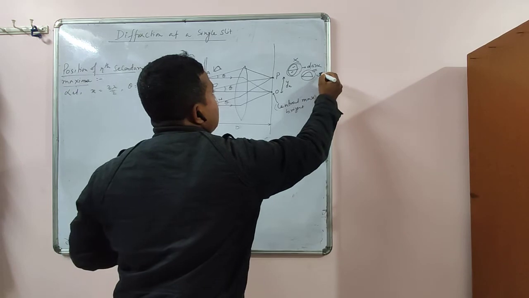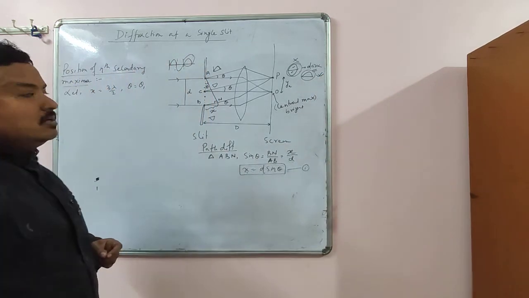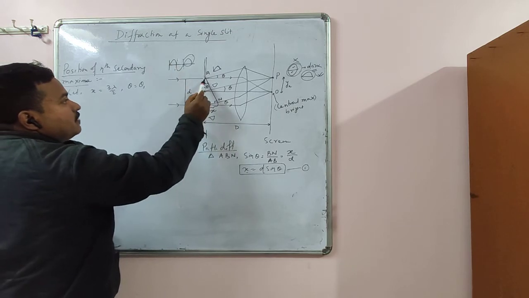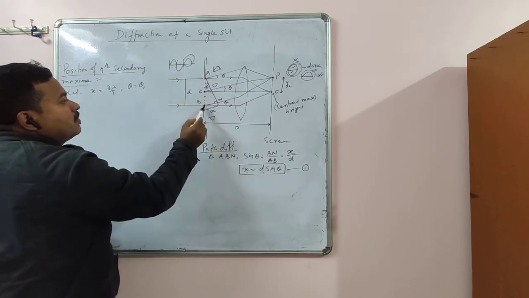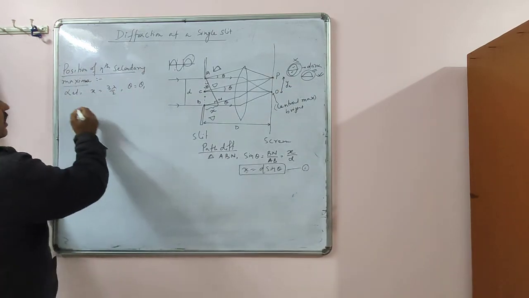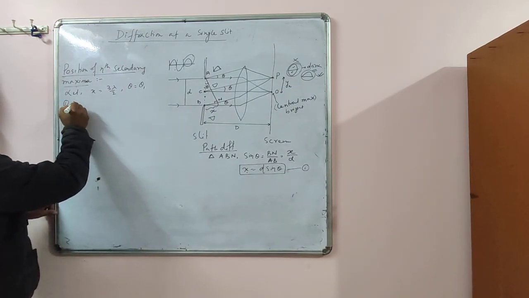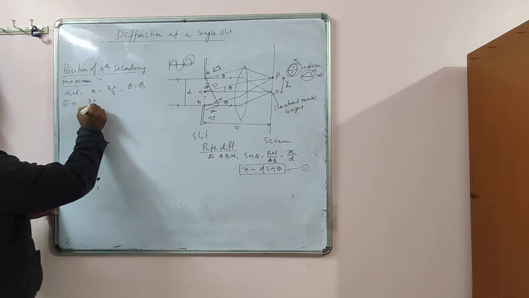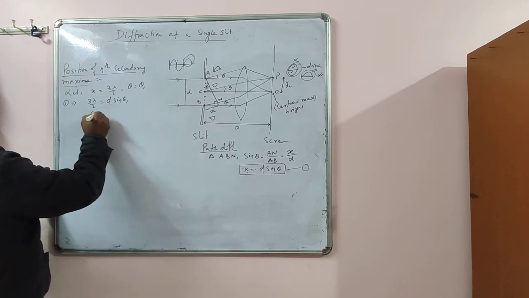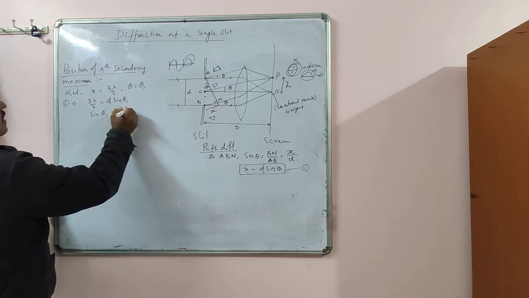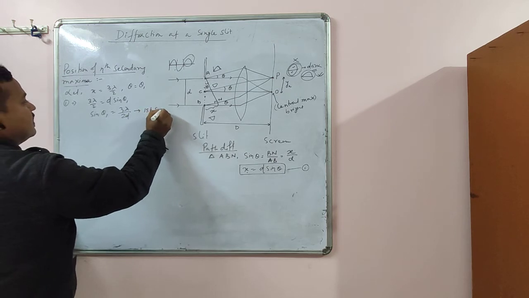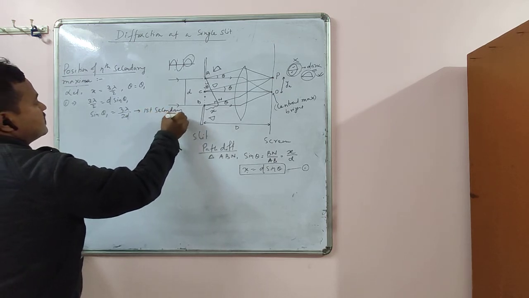So this gives you the bright. Because now if we divide into 3 parts, then 2 parts will cancel out, suppose these 2. The third part will remain unaffected, which gives you what? Bright. So from equation 1, here it is 3 lambda by 2, it is d sin theta 1, or sin theta 1 is 3 lambda by 2d. So this is the first secondary maxima.